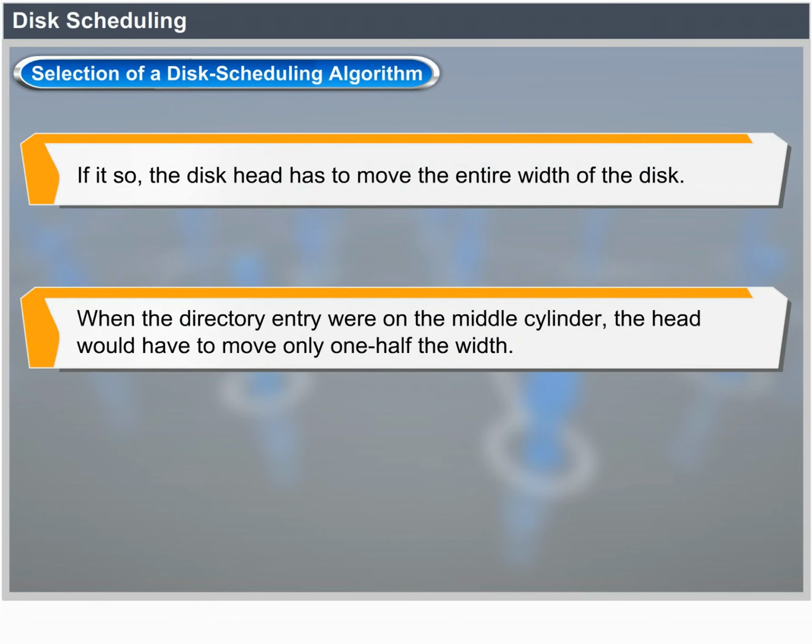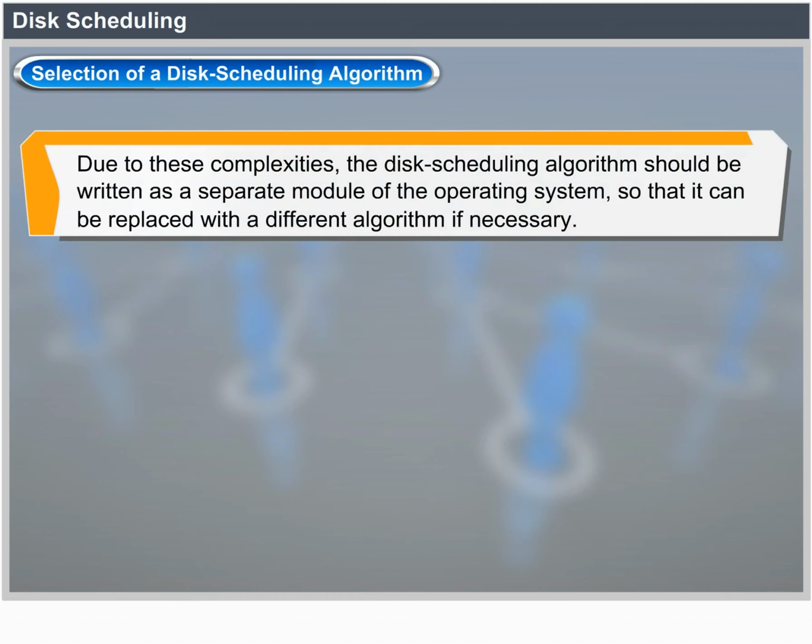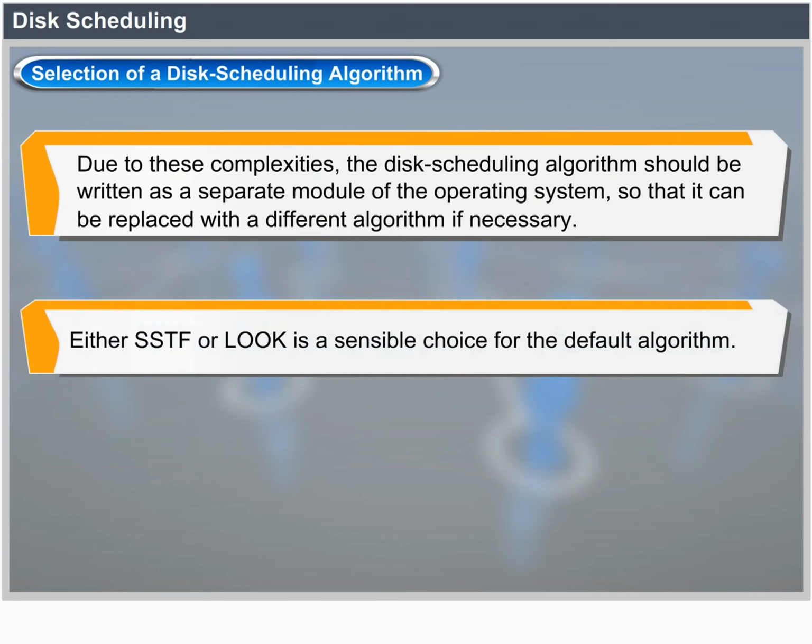Caching the directories and index blocks in main memory can also help to reduce disk arm movement, particularly for read requests. Because of these complexities, the disk scheduling algorithm should be written as a separate module of the operating system so that it can be replaced with a different algorithm if necessary. Either SSTF or look is a reasonable choice for the default algorithm.